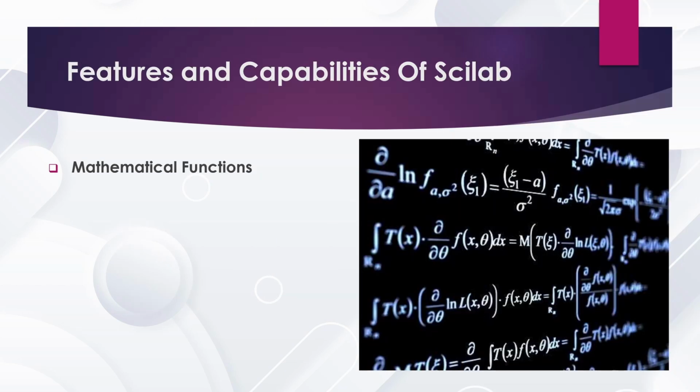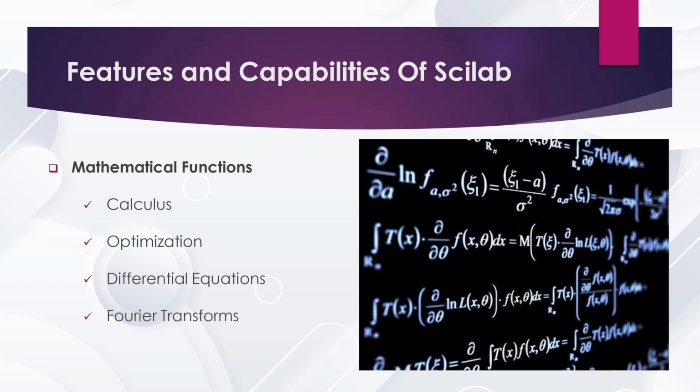One of the key features of Scilab is its extensive mathematical functions. Scilab comes with a vast library of built-in mathematical functions covering calculus, which includes functions for differentiation and integration, optimization, which includes tools for solving linear and nonlinear optimization problems, differential equations, which include solvers for ordinary and partial differential equations, and Fourier transforms, which includes functions for signal and image processing applications.